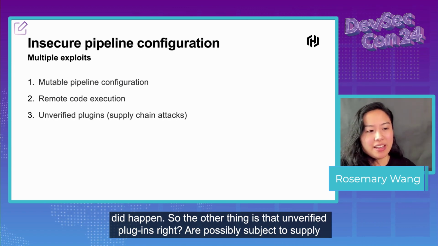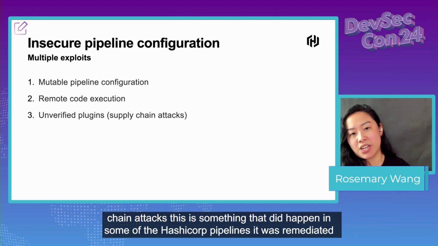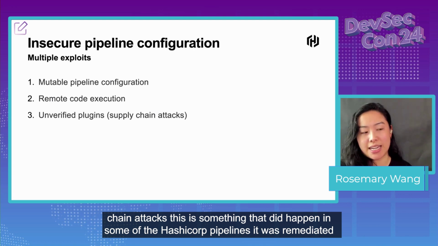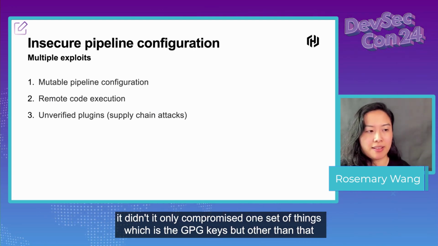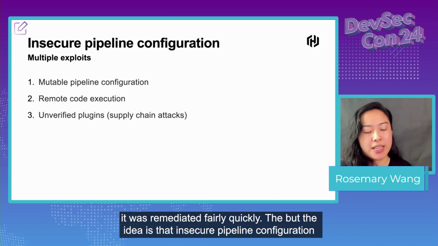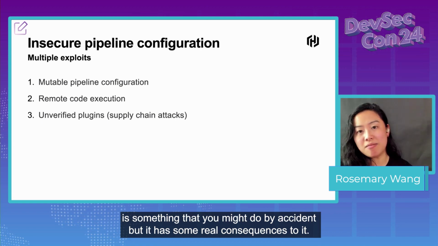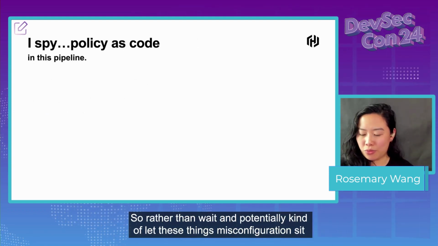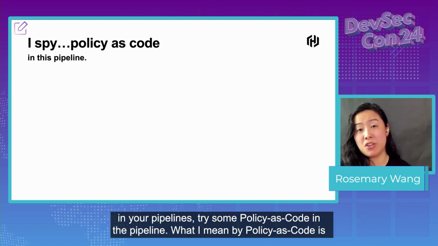So the other thing is that unverified plugins are possibly subject to supply chain attacks. This is something that did happen in some of the HashiCorp pipelines. It was remediated. It only compromised one set of things, which is the GPG keys. But other than that, it was remediated fairly quickly. But the idea is that insecure pipeline configuration is something that you might do by accident, but it has some real consequences to it.